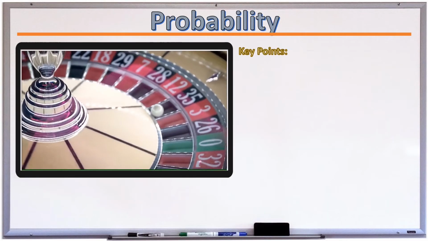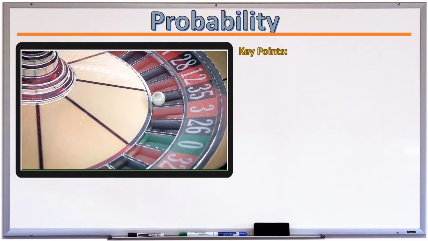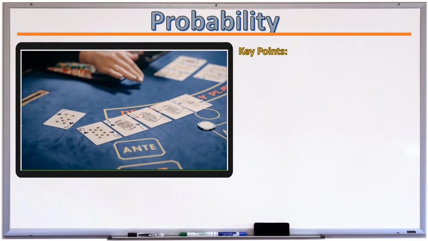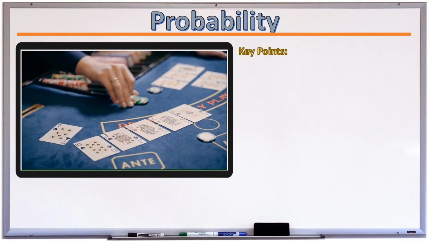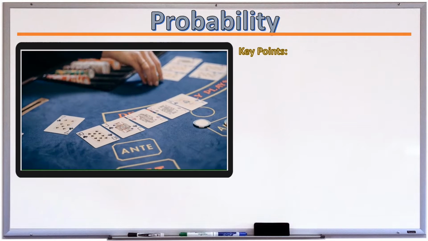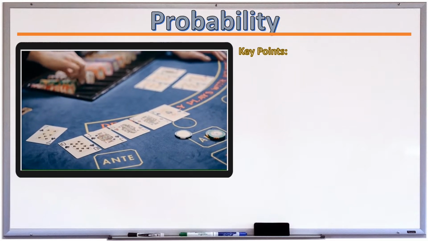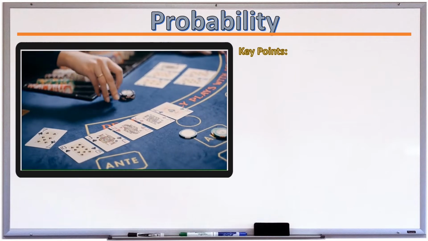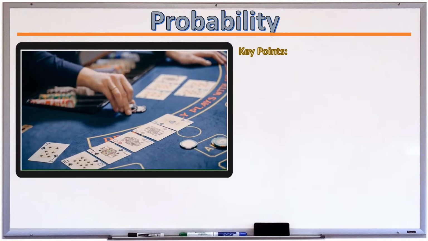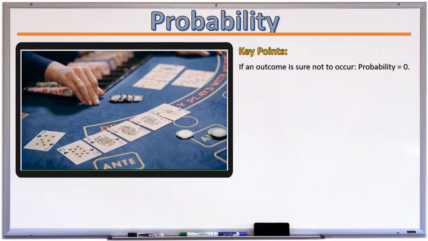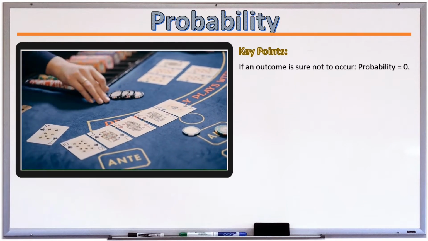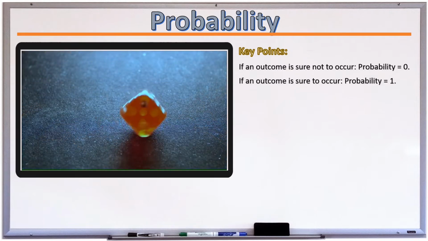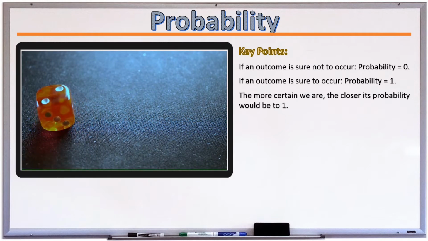Chapter 4: Probability. In Chapter 1, we saw that a sample space was defined as the set of all possible outcomes for a given experiment. A probability is a number assigned to each outcome in the sample space, which expresses the likelihood of the experiment realizing that particular outcome. If an outcome is sure not to occur, it is assigned a probability of 0. If an outcome is sure to occur with 100% certainty, it is assigned a probability of 1. The more certain we are that an outcome will occur, the closer its probability will be to 1.